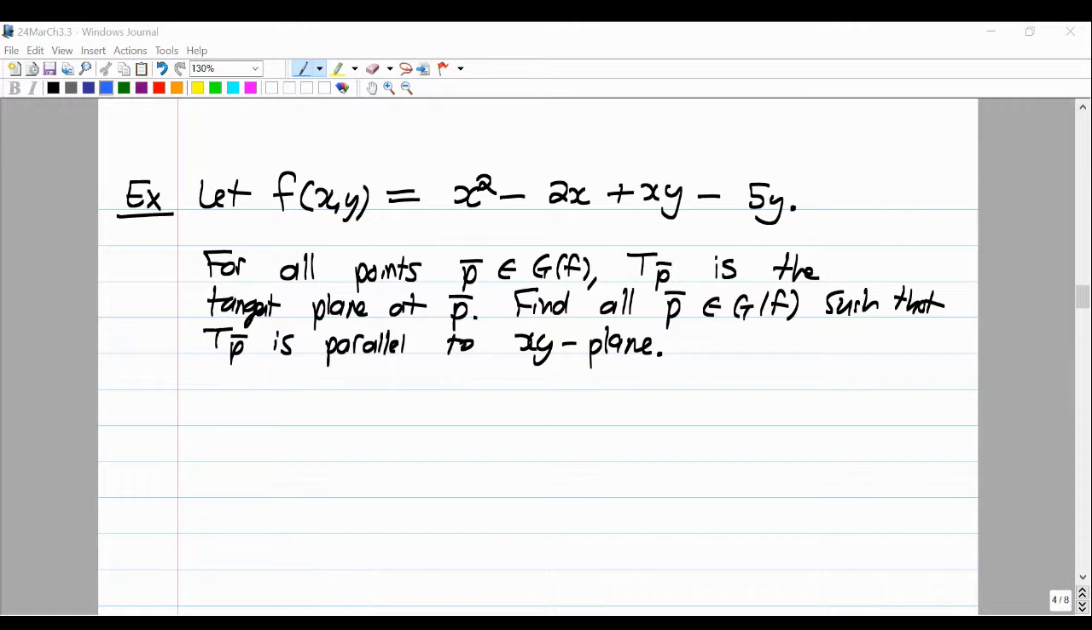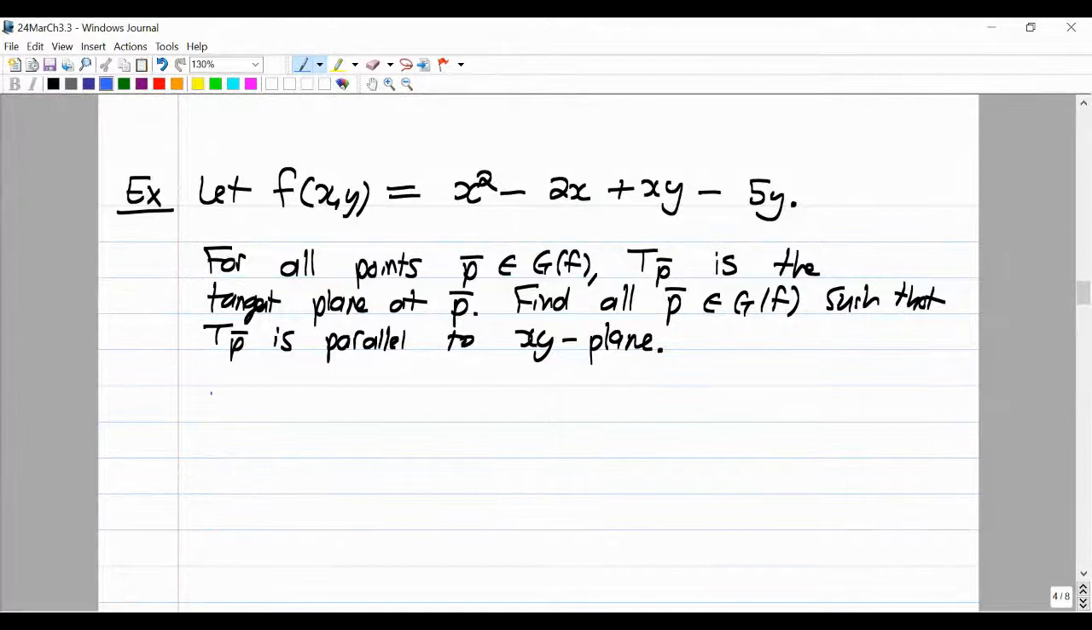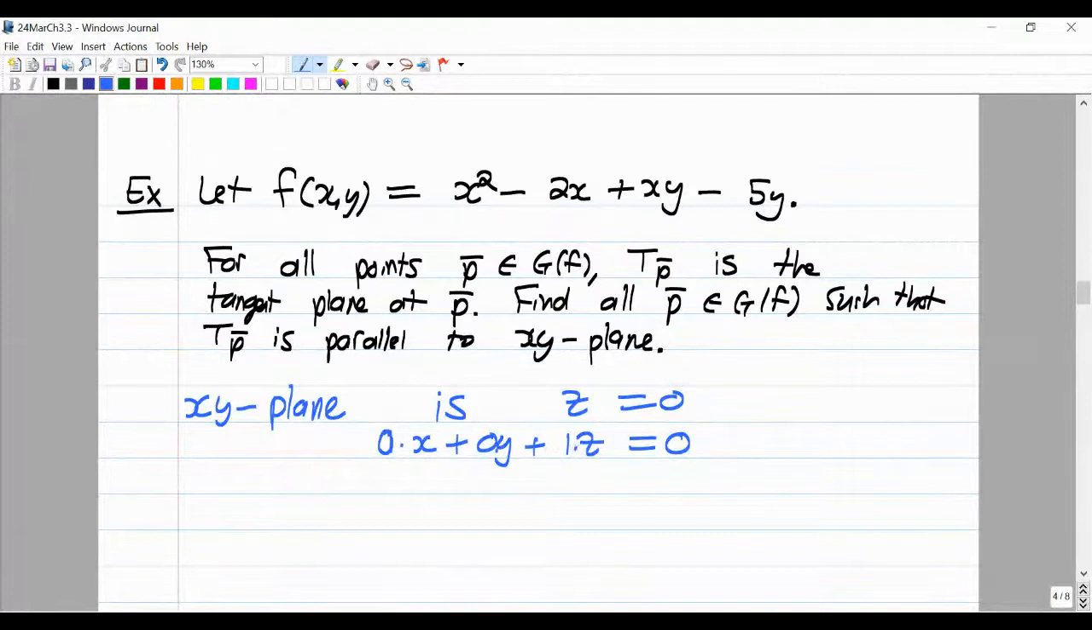Before I go any further, can anybody tell me what is the xy plane? What is the equation for the xy plane? You know this. Z is equal to zero. We can write this as 0x plus 0y plus 1z equal to zero. Can I get a smiley face that you agree?